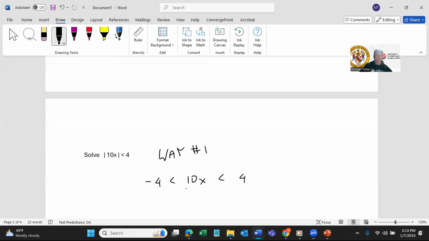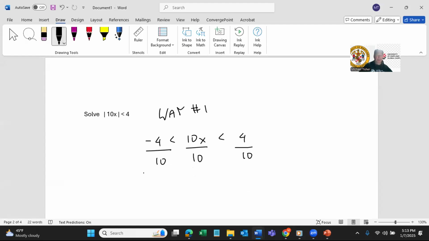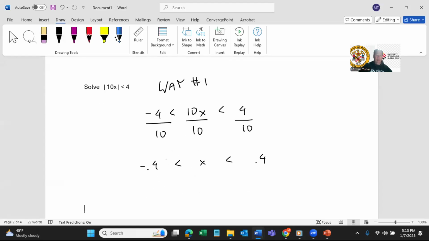And again, we'll get the x by itself. So in this case, we're going to divide all the sides by 10. And we get a negative 0.4 less than x less than 0.4. Okay, in interval notation, since we have a less than for both the negative 0.4 and for the 0.4, we're not going to include either one. So it'll be a parenthesis, negative 0.4, comma, 0.4, parenthesis.